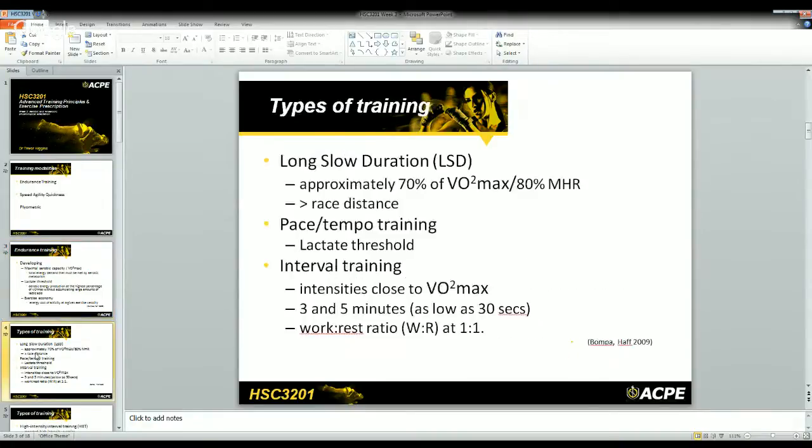So we've got a variety of different training methods. Probably the old favorite is long, slow duration. This is predominantly off-season training if you're looking at field sports, or if you're looking at middle distance runners, it will be what they call a lower intensity day, with higher volume. You're running around 70% of your VO2 max or 80% of your max heart rate, and it's usually greater than race distance.